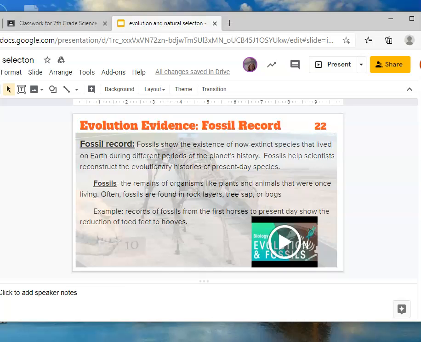Evolution evidence, fossil record. Fossils show the existence of extinct species that lived on Earth during different periods of the planet's history. Fossils help scientists reconstruct the evolutionary histories of present-day species. Fossils are the remains of organisms like plants and animals that were once living. Often fossils are found in rock layers, tree sap, or bogs. An example: records of fossils from the first horses to present day show the reduction of toed feet to hooves.